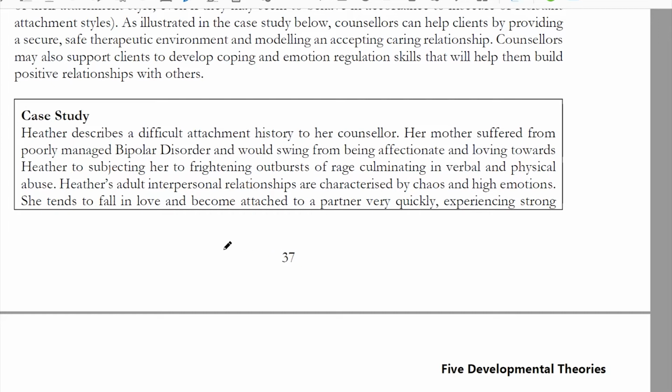Heather's adult interpersonal relationships are characterized by chaos and high emotion. Chaos means related with the mind, is it? Chaos means when things aren't orderly. If a room is chaos, there's mess everywhere. Confusion, mess.